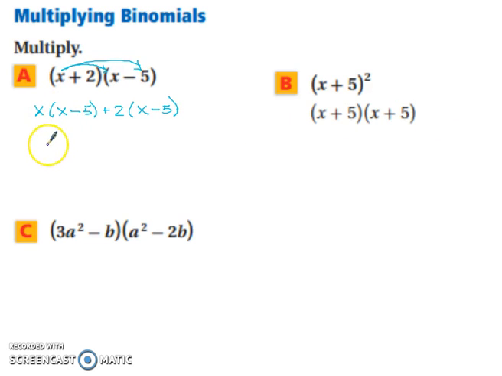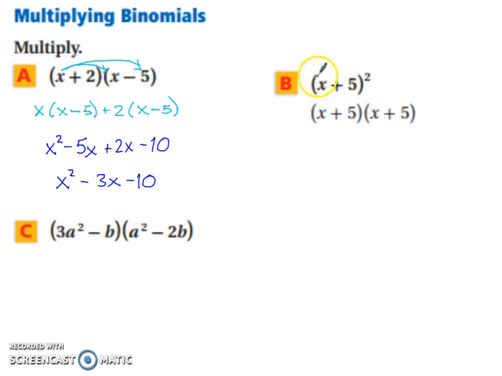So x times x is x squared. x times negative 5 is negative 5x. And then you have 2 times x, which is plus 2x. And 2 times negative 5, which is negative 10. And we have to combine like terms. So we end up with x squared minus 3x minus 10.